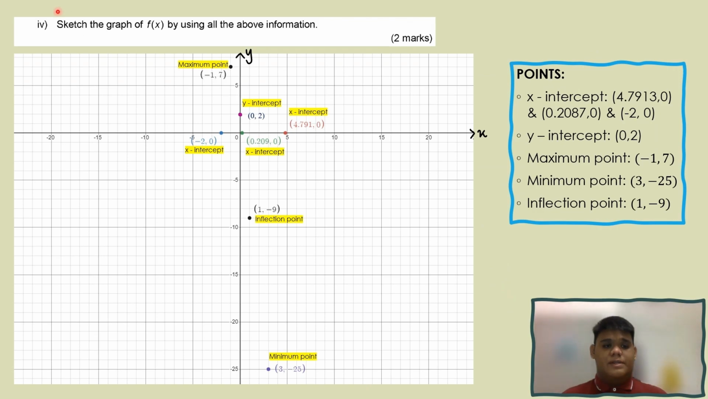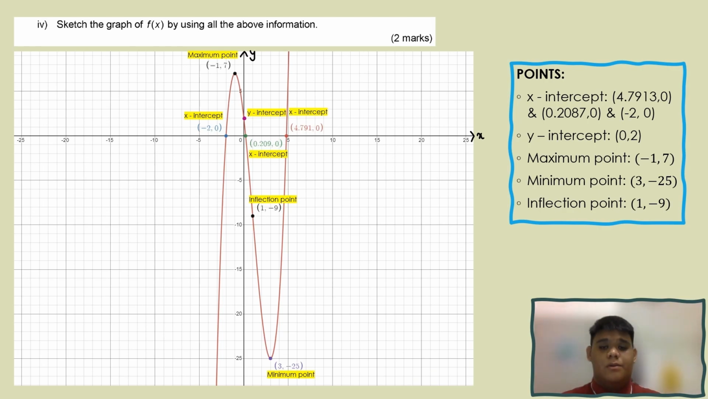Question Roman 4. Sketch the graph of f(x) by using all the above information. For this question, we need to list down all the points that we already get from question Roman 1, Roman 2, and Roman 3, such as x-intercept, y-intercept, maximum point, minimum point, and inflection point. Second, we need to draw x-axis and y-axis line. Third, we need to plot all the points that we already get. Lastly, we need to draw a line which touches all the points that we already plotted in the graph.